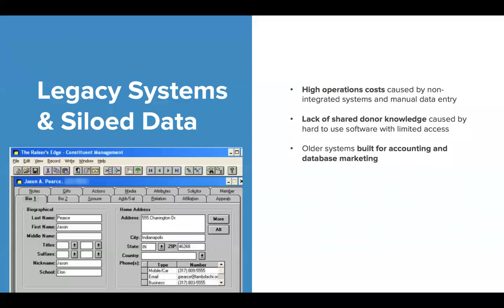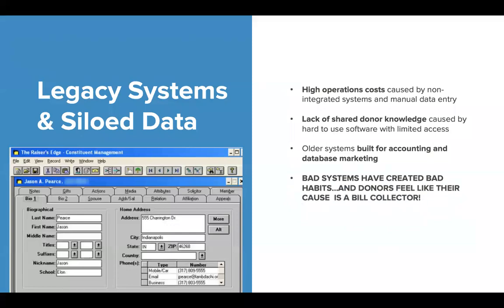We want to make sure that our CRMs today are focused on donor relationships. Ultimately, we don't want our CRM to be treated like an accounting system, because when that happens, it starts to create habits where, if a gift is purely a transaction, we start to treat donors like transactions. And we know donors are human beings, and we want to make sure that they feel a big connection to the cause. So that's where the world has moved and transitioned over time.